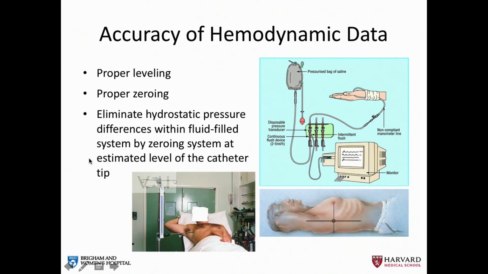We want to make sure the system is properly leveled, properly zeroed to the phlebostatic axis, and make sure that we're eliminating any hydrostatic pressure differences within the catheters that we're using. It's also important to know that this catheter system is not simply an intravenous catheter, but it's a non-compliant manometer line that's actually designed for high-pressure systems.